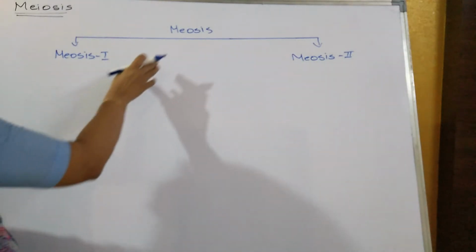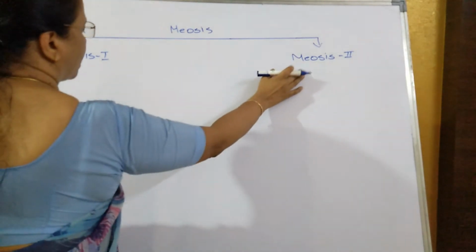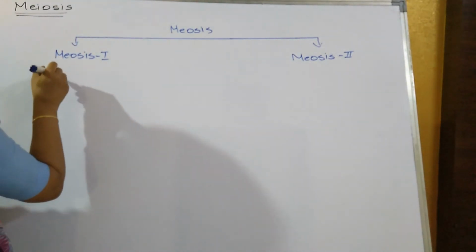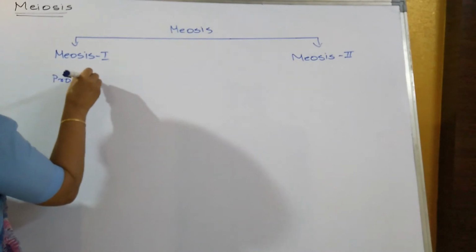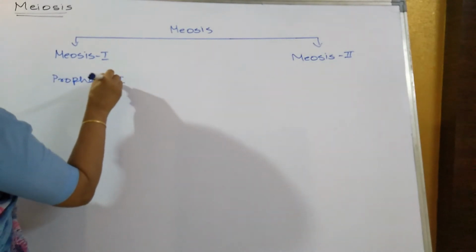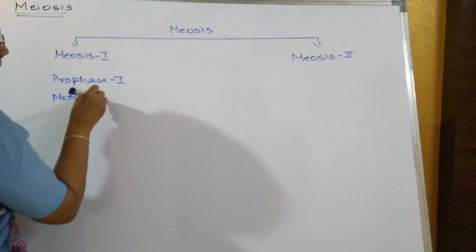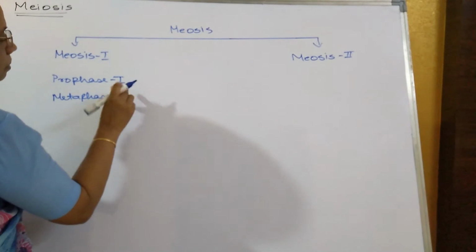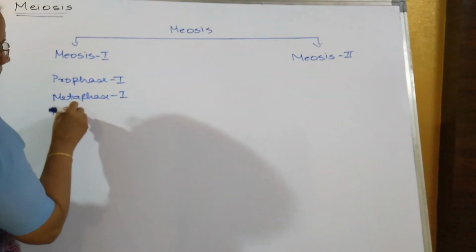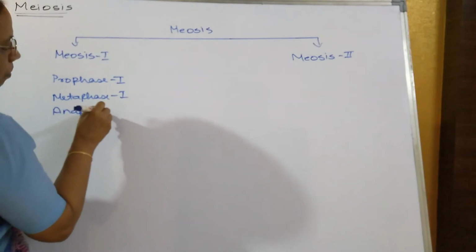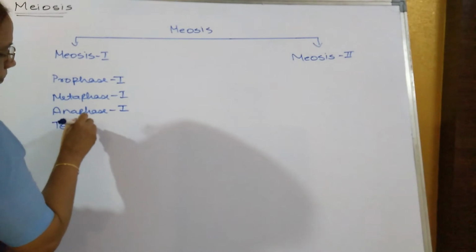Now meiosis is divided into two steps. We had discussed before that meiosis 1 and meiosis 2. In meiosis 1 there are 4 stages, that is prophase 1, metaphase 1, anaphase 1 and telophase 1.